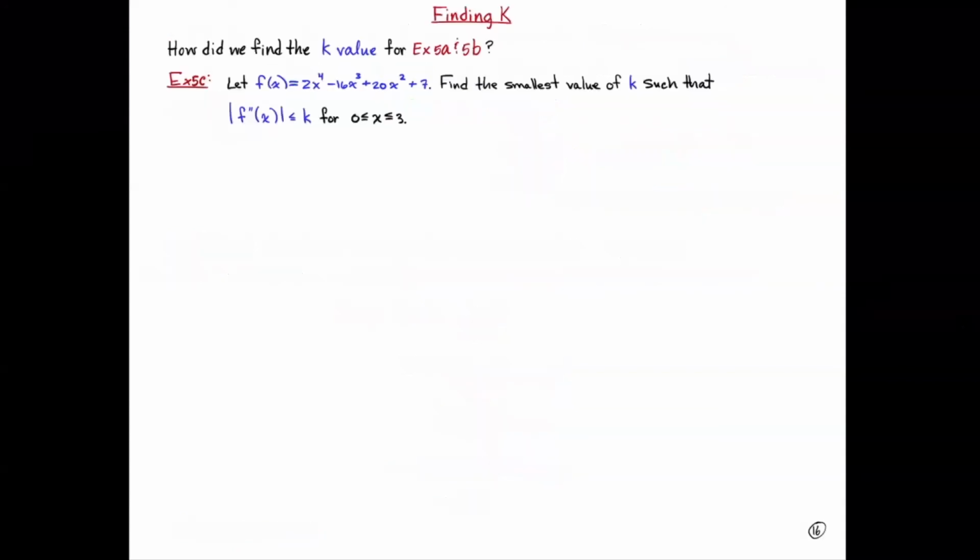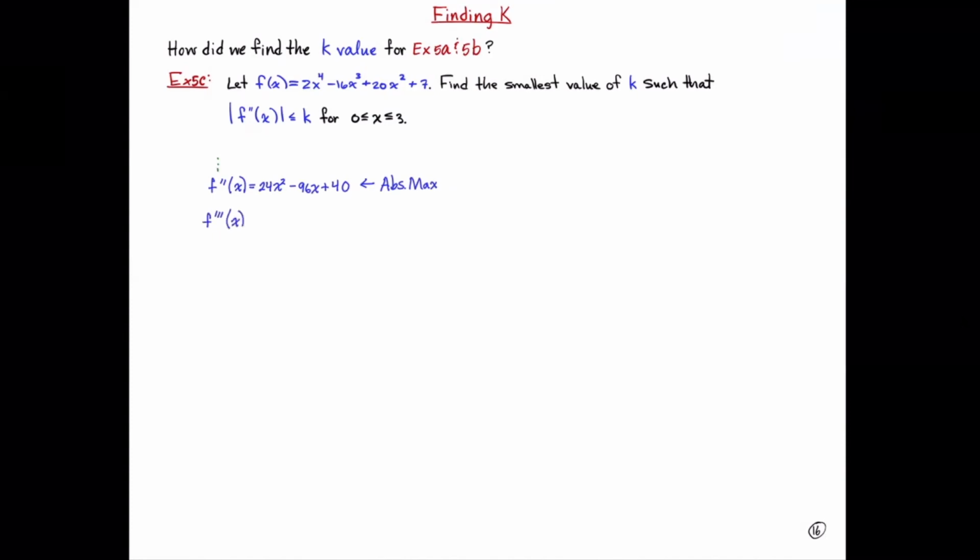Okay. So to find our k value that we were using in A and B, we're looking for the absolute maximum of this second derivative. So in order to do that, and I'll skip a little bit of steps here, you need the second derivative, which is 24x squared minus 96x plus 40. And this is what we want to find the absolute max of. So to do that, we have to find its derivative, which is 48x minus 96. And when you set that equal to 0, that gives you 2.